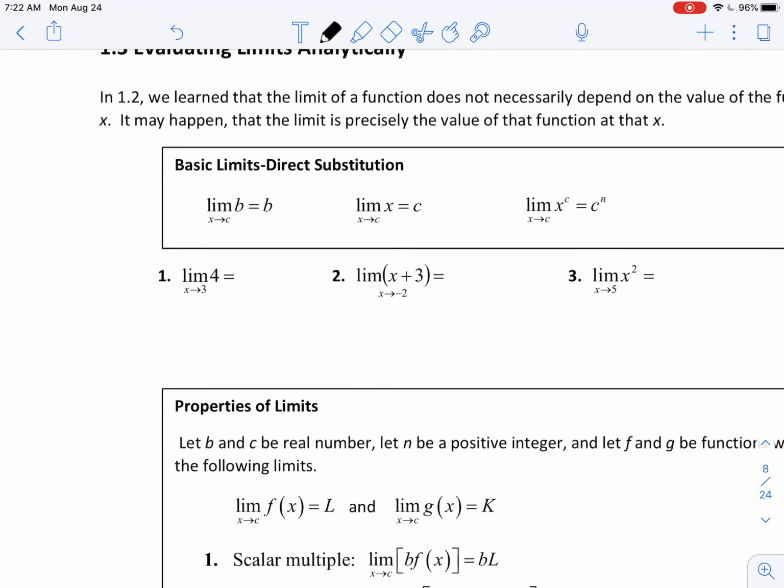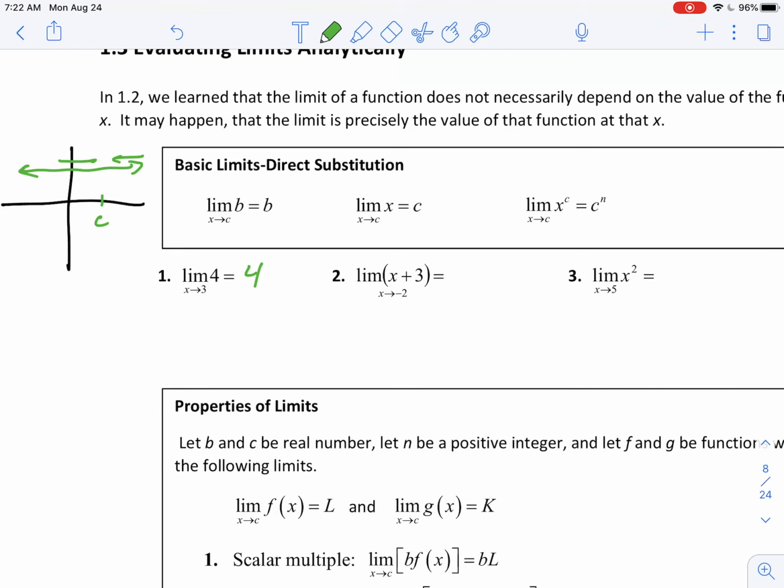So first we have some basic limits by direct substitution. And intuitively, I think these are pretty self-explanatory. The first one is the limit as x approaches c of b, where b is just some constant. So it's saying if I have a constant function, like y equals 5, the limit as x approaches some number c is going to be the same as that constant, let's say 5, because the graph comes together from both the left and the right. So down below, the limit as x approaches 3 of 4 is just going to be 4.